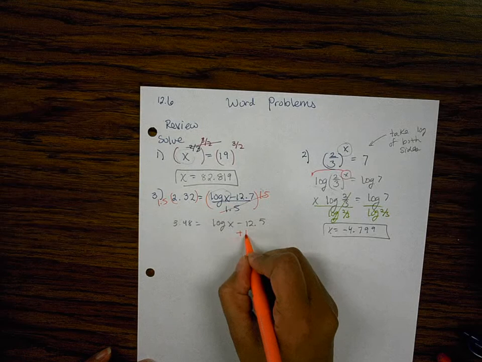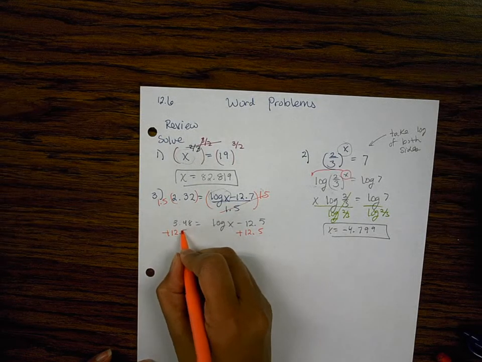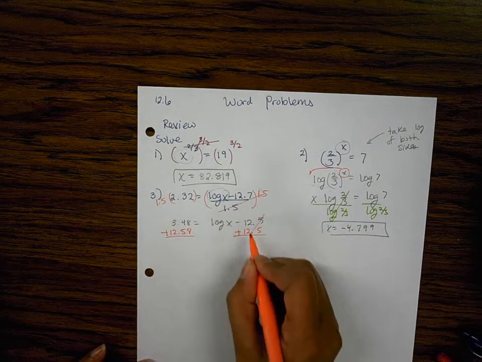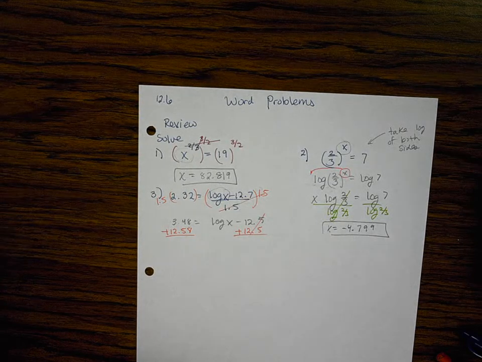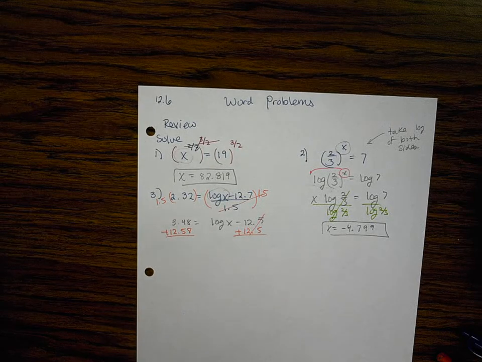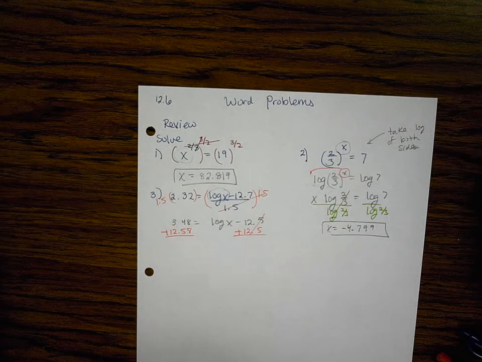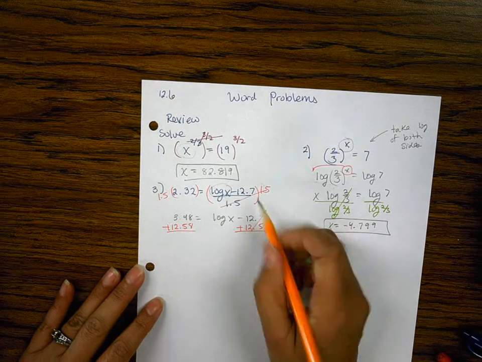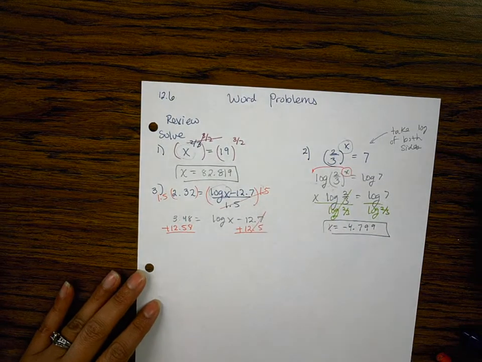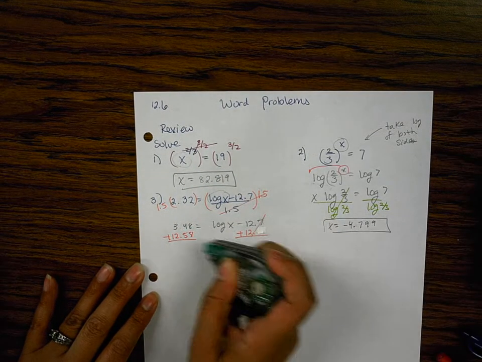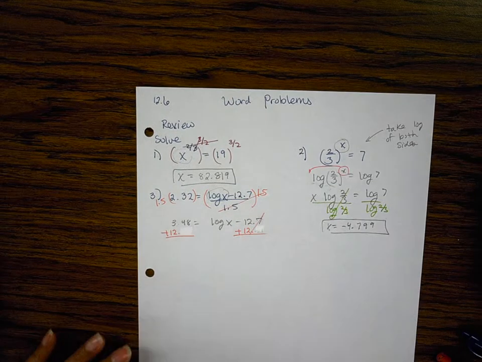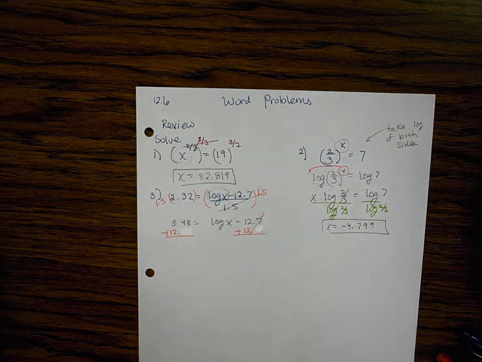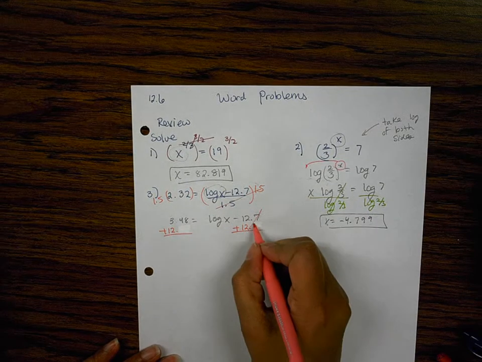And then your next step is to add the 12.7 to the other side. So go ahead and plug that in your calculator. You should still have the 3.48 in there plus 12.7, sorry, plus 12.7.